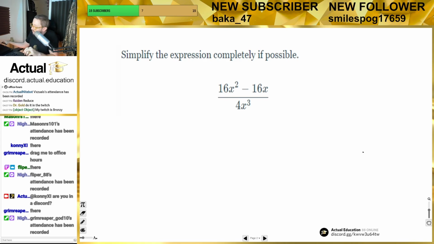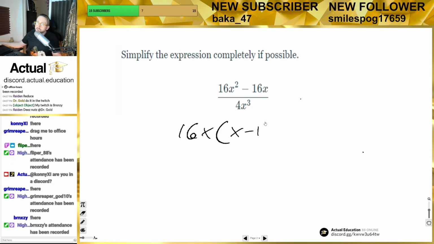You want to look for a GCF always. A GCF, greatest common factor. Yeah, that's right. So GCF is correct, which is the biggest thing that goes into all of this stuff in the top and the bottom, right? 16 and x into the top, right? Yeah. Okay, cool. So you can pull 16x out, right? And then what do you have left? x minus 1. Good. Okay. And the bottom is 4x cubed.